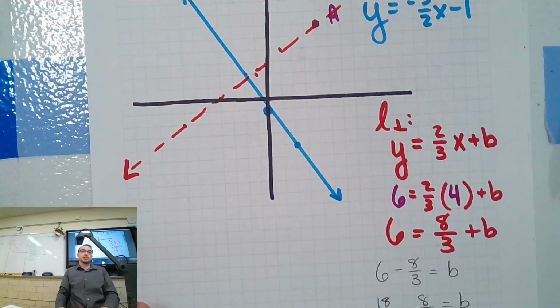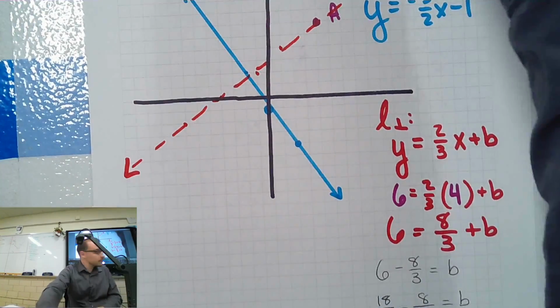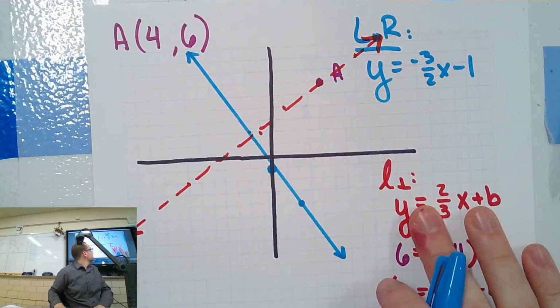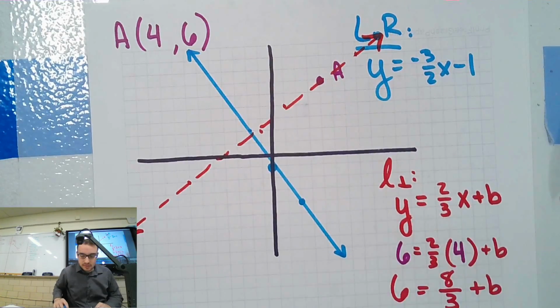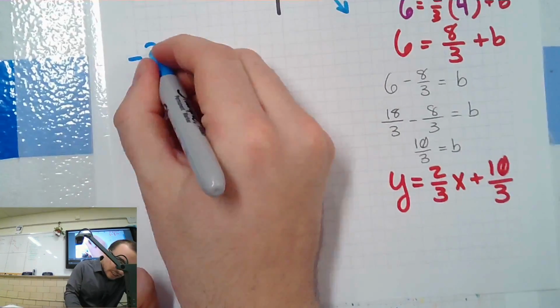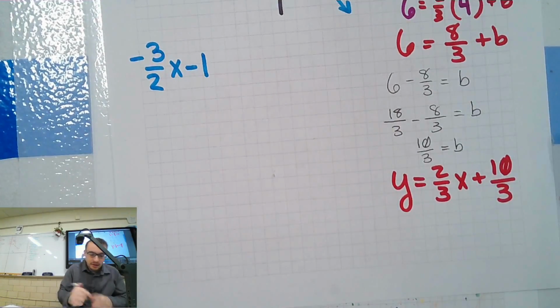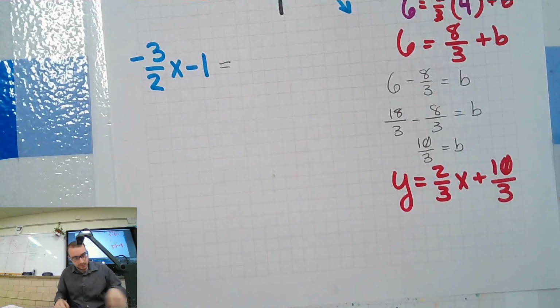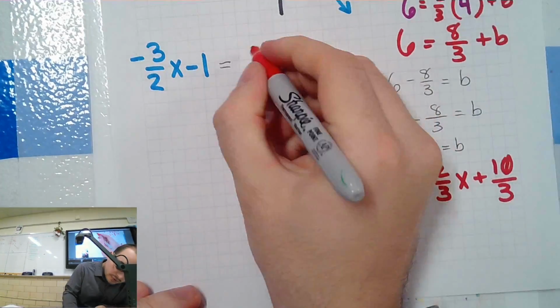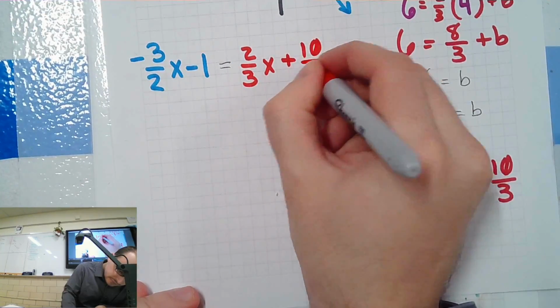We need to figure out where they intersect, so we're going to set them equal to each other. There's our line. Nope, we're going to set them equal to each other now. So our original line was negative 3/2 x minus 1. And we know that should equal 2/3 x plus 10/3.